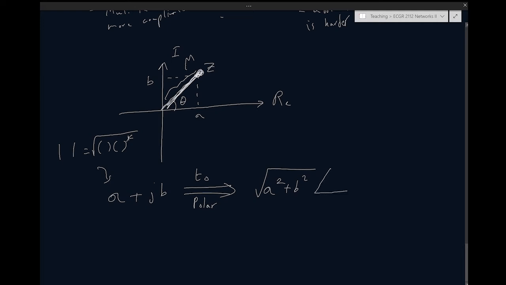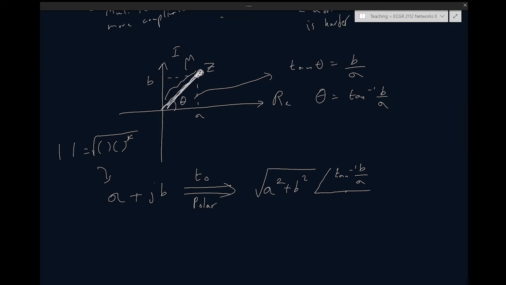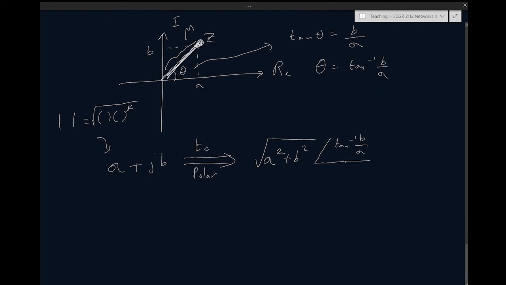What's the angle in this case? Well, the angle is theta, but I want to write theta in terms of a and b. Well, clearly tan theta equals b over a, therefore theta equals tan inverse b over a. So the angle is the arctan, the inverse tan of b over a. Okay, so this is the transformation from rectangular to polar representation of a complex number. If you have a complex number in rectangular representation, you can transform it to polar representation in this manner.